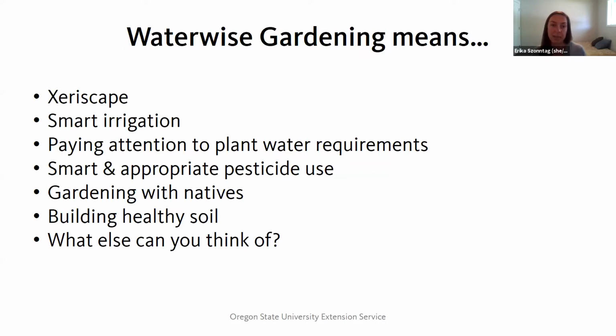And a waterwise landscape doesn't have to be just one thing or all xeriscaped, for example. There are many things that you can incorporate on different levels to help you have more water conservation on your property.